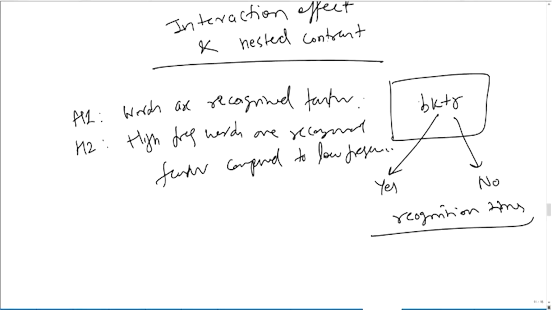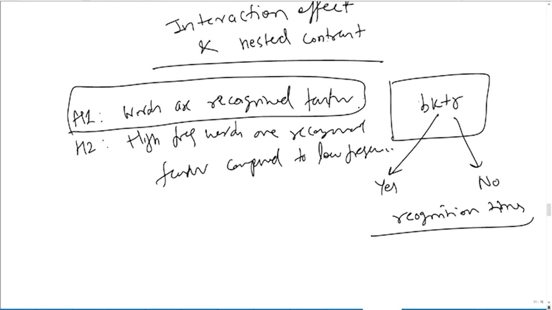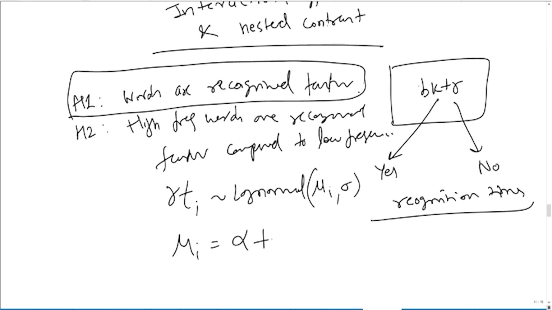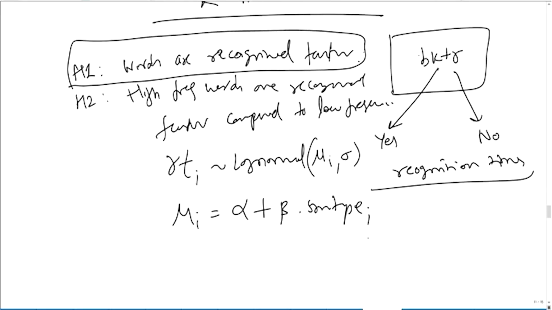Now it's straightforward to test hypothesis 1, because all you need is a factor which tells you whether the string is word or non-word, and then we can directly compare recognition time in words versus non-words. So how will we do it? Using a regression model. We can simply have a model like this: recognition time for the ith string comes from a log normal distribution with parameters mu_i and sigma, where mu_i equals alpha plus beta times string type for the ith string. So string type is word or non-word, which you can encode as 1, 0 or minus 1, plus 1.